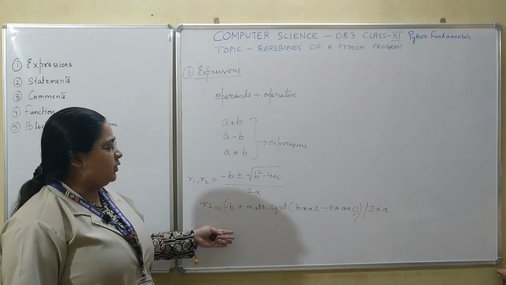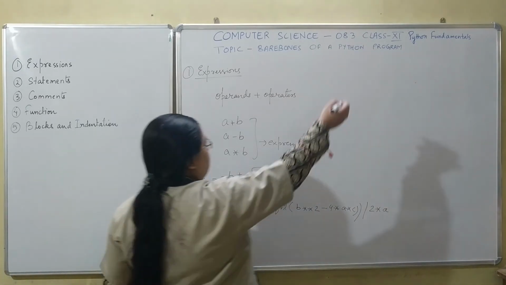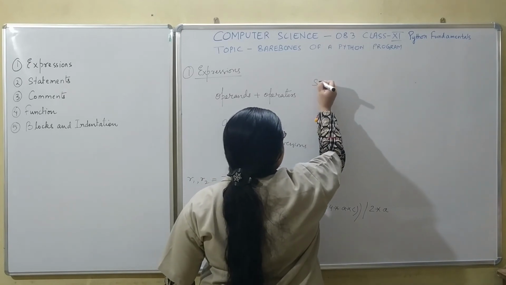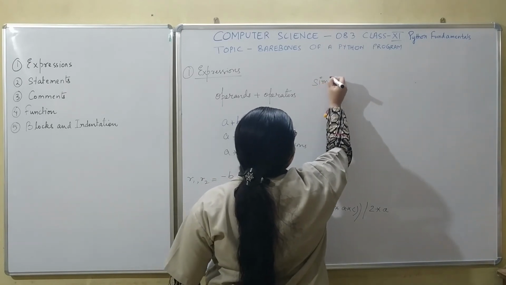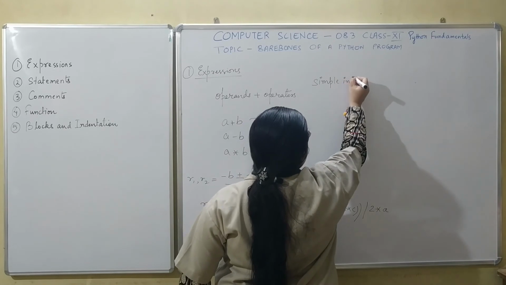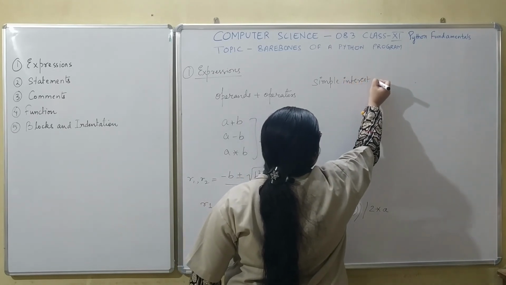So we can have numerous such expressions, like if you want to represent simple interest. Normally, what is the formula for simple interest? It is something like this.